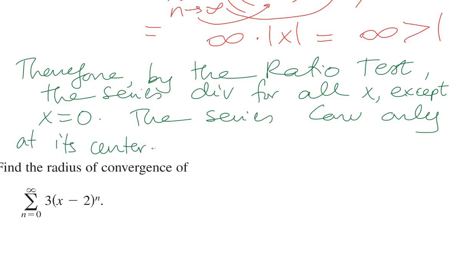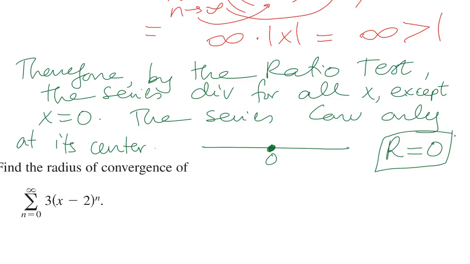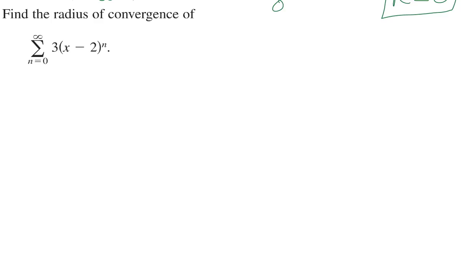Alright guys, so what is the radius of convergence? Here is the center. What is the distance between the center and the only x value at which it is convergent? So you're trying to find the distance between the center and x equals 0. Isn't the radius of convergence therefore 0? So remember guys, if a power series is convergent only at its center, then the radius of convergence is 0.